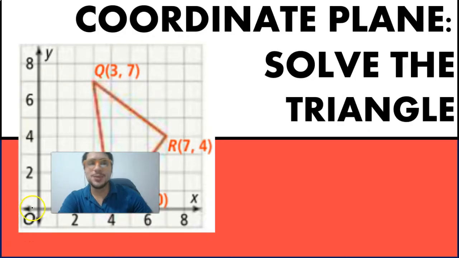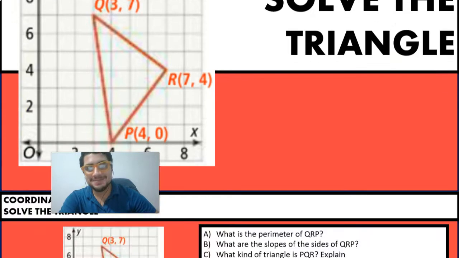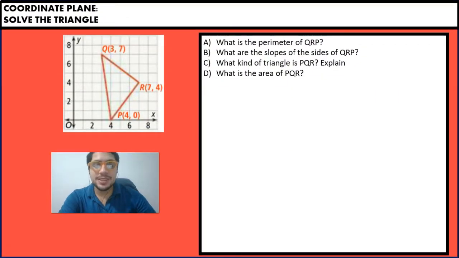Oh Math Gad guys, welcome to today's video in which we're going to be learning how to solve a coordinate plane problem. We're going to be taking a look at a triangle. We're going to be given that triangle's coordinates and we're going to be solving some questions. Okay guys, so let's begin. In this case we're given the triangle QRP. We're being asked the perimeter, the slopes, the type of triangle it is, and what is its area.